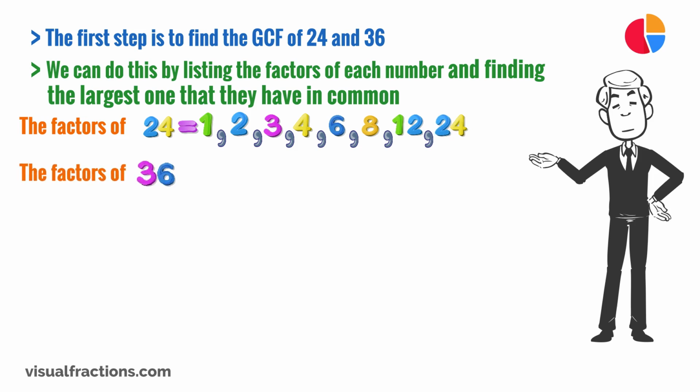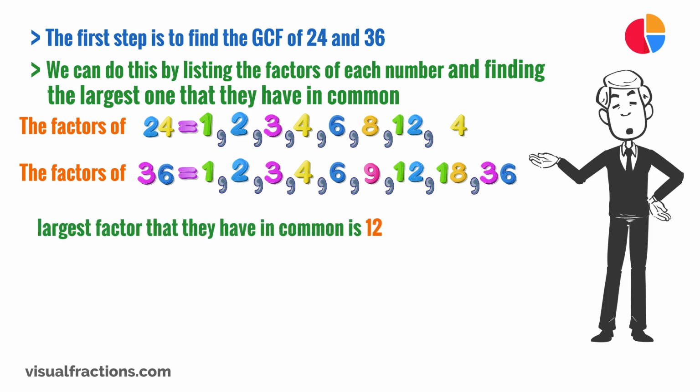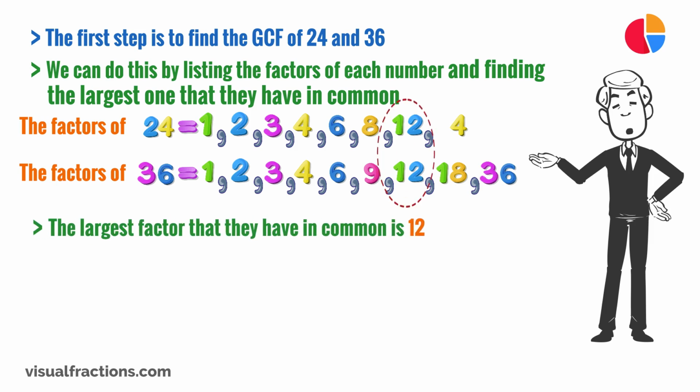The factors of 36 are 1, 2, 3, 4, 6, 9, 12, 18, and 36. The largest factor that they have in common is 12.